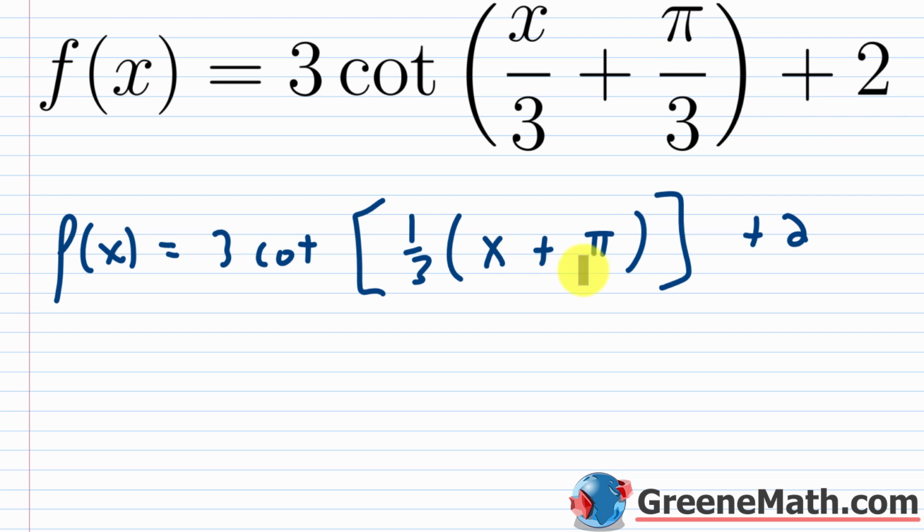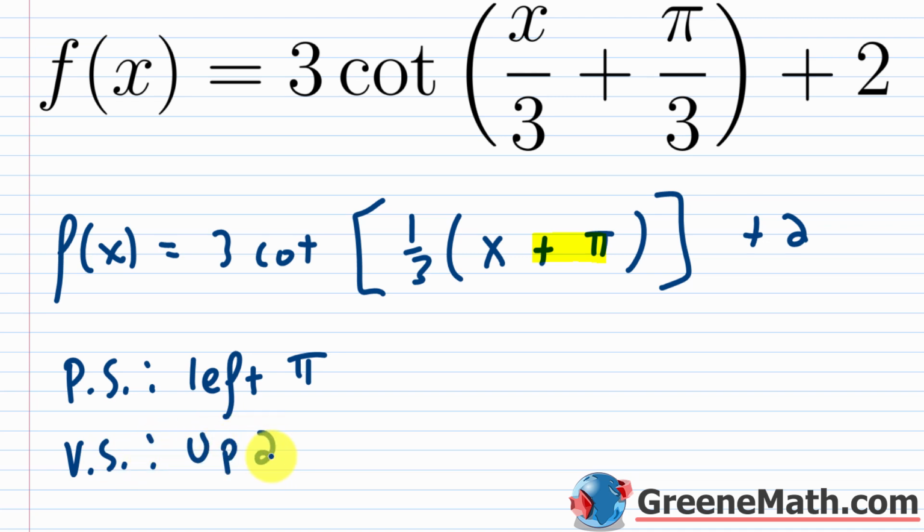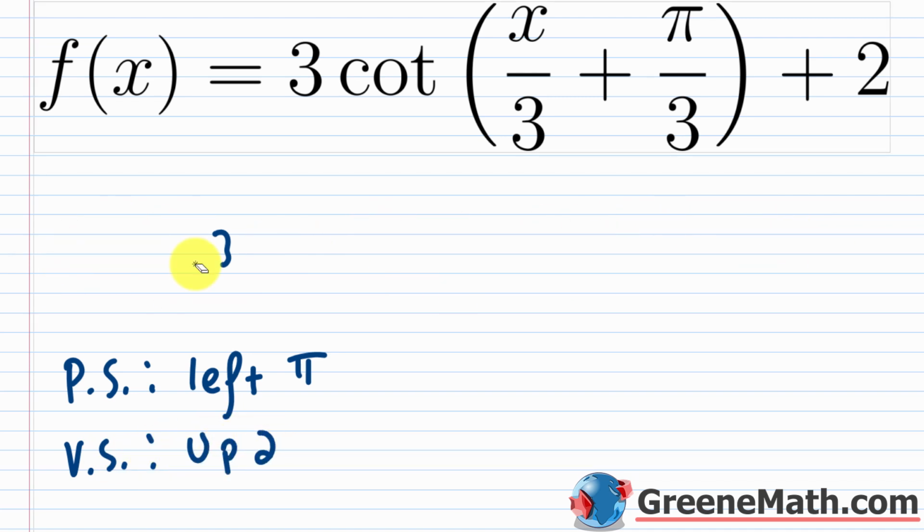So the phase shift, again, I want to undo this. I have plus pi there, so I want to undo that by saying minus pi. So I'm going to the left by pi. So for the phase shift, I want to go left pi. Then when we think about the vertical shift, again, this plus 2 out here, that's just telling me I'm going up by 2 units. So for the vertical shift, we're just going up 2. You can erase this. You could keep it if you want. We just need the period and the quarter period. Again, the coefficient of x here is 1/3. So you're just taking that standard period, which is pi, and dividing it by 1/3. So that just means you're multiplying by 3. So you're going to get 3 pi.